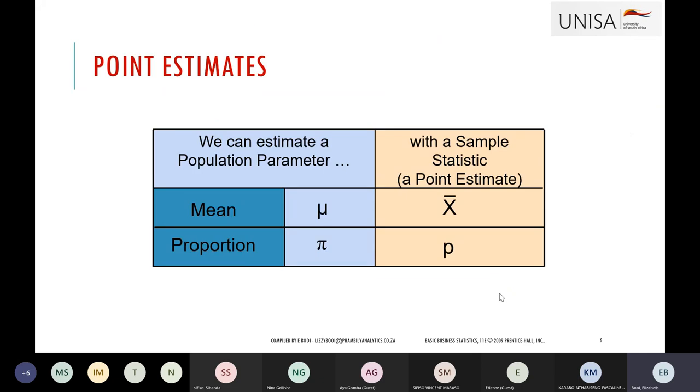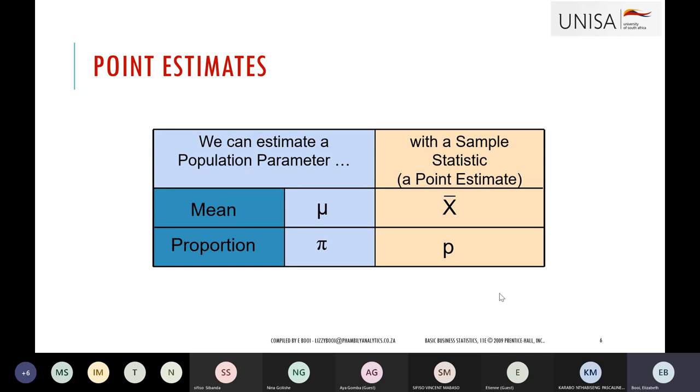So, like I said, point estimates, we use them to estimate or to make conclusions about the population. So we know what the population parameters are, either the mean or the proportion. If it's the mean, it's mu. If it's the proportion, it's pi.